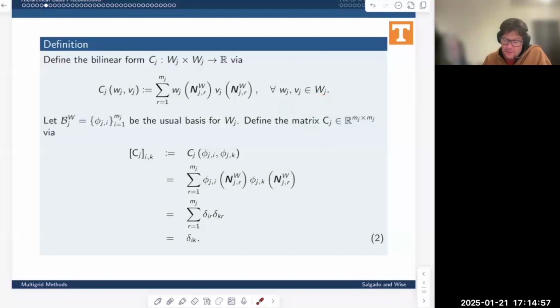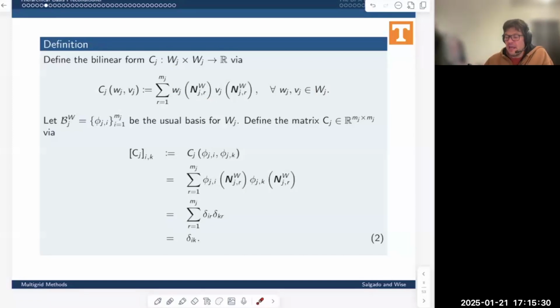And what we're going to do is sum up the numbers r equals 1 to MJ. These are just the degrees of freedom from this space. And so we're going to evaluate WJ at its nodes. These are what I would call the live nodes in the W space. Remember, the W space nodes are created by taking the V space nodes and then throwing away all the V space nodes that appeared in the coarse mesh.